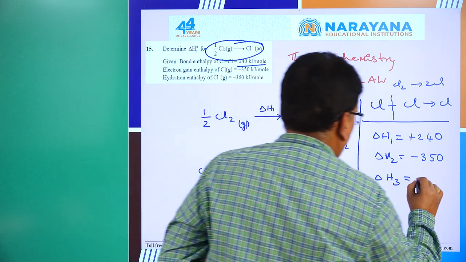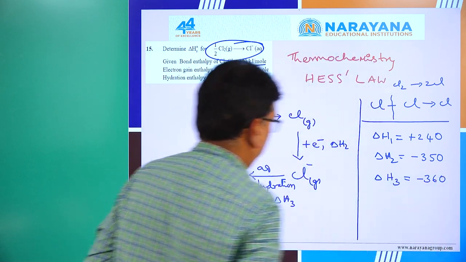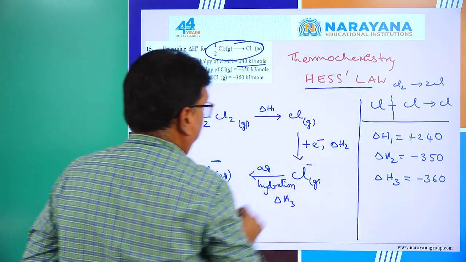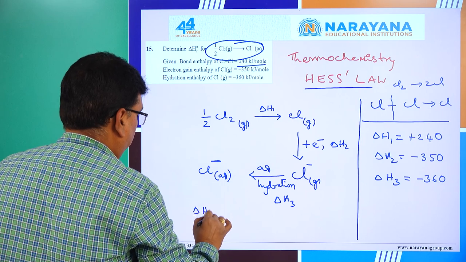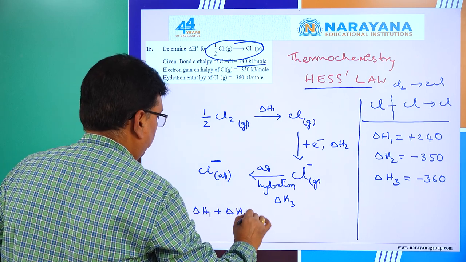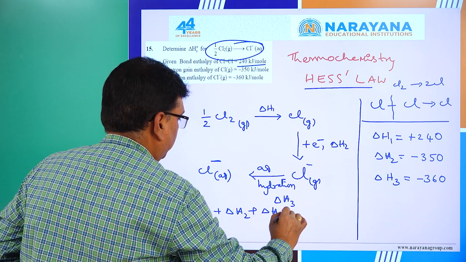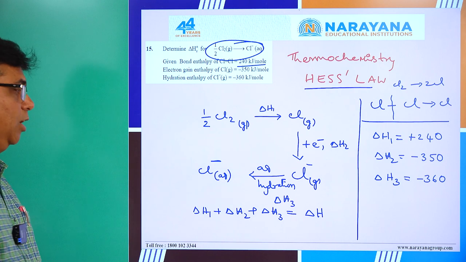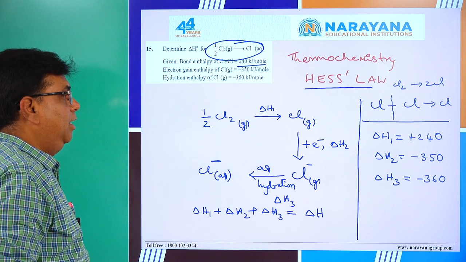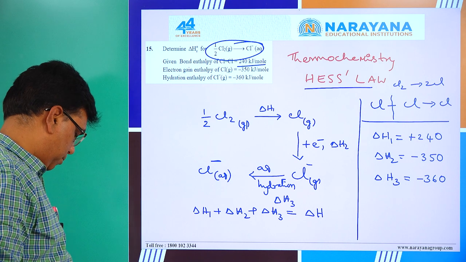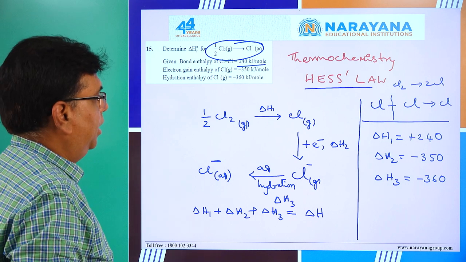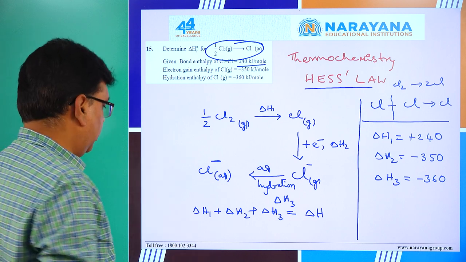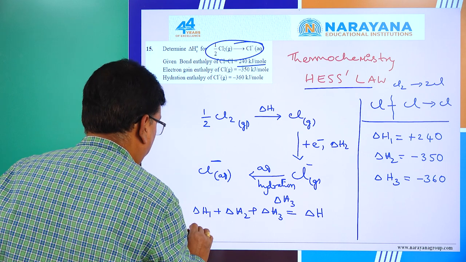Minus 360. Hydration enthalpy is exothermic. Now what is Hess's law? Here we wrote it is based on Hess's law. What is Hess's law? Delta H1 plus delta H2 plus delta H3 is equal to delta H. Right? So what are the values? Delta H1 is 240. Right? And what is delta H2? Minus 350. Right?